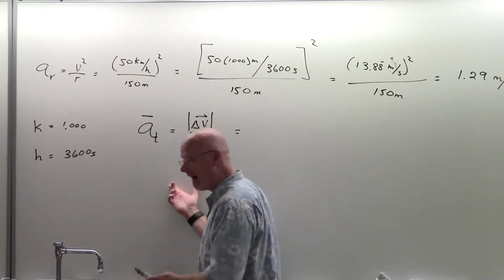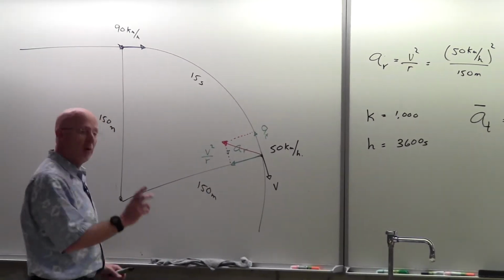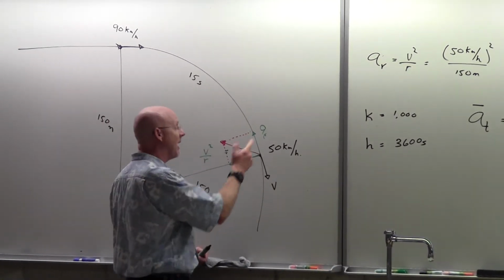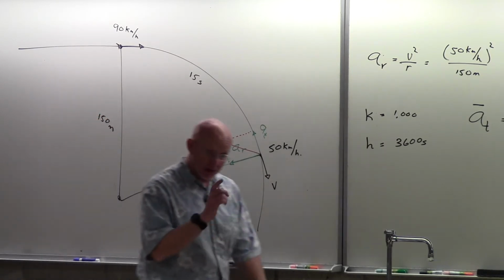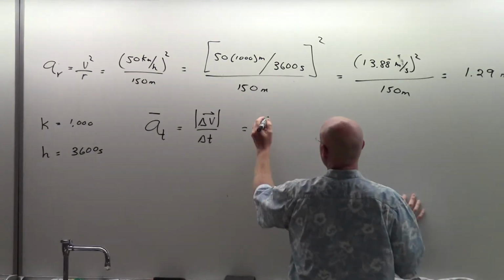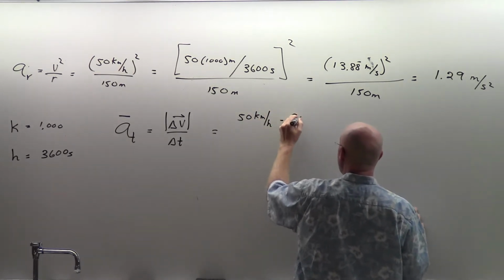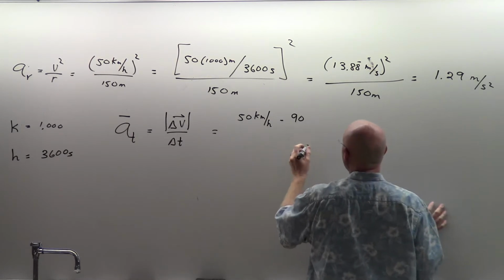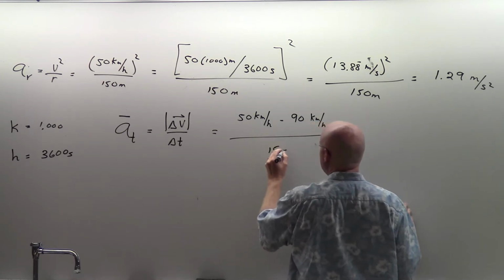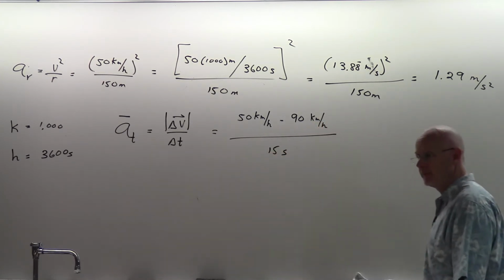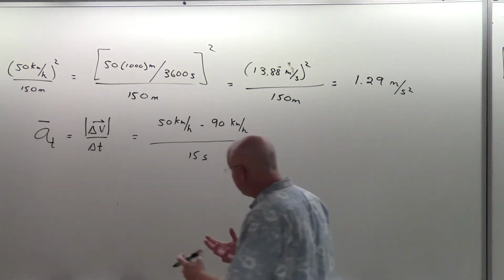So that's what I'm going to do. I'm going to calculate the average tangential acceleration during those 15 seconds. But what I really want to know is the instantaneous, but I can argue that the instantaneous is the same as the average in this case. All right. With that being said then, I can take that final speed, which is 50 kilometers per hour, and subtract the beginning speed, which is 90 kilometers per hour, and divide it by the 15 seconds. Fair enough?